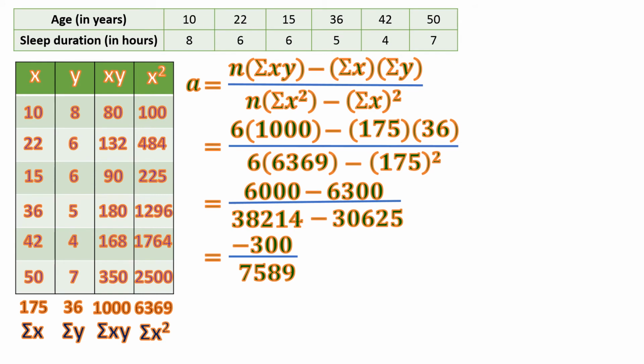Then let's divide. Negative 300 divided by 7,589 will be approximately equal to negative 0.04. So we just rounded to 2 decimal places because it's gonna be a very long answer.